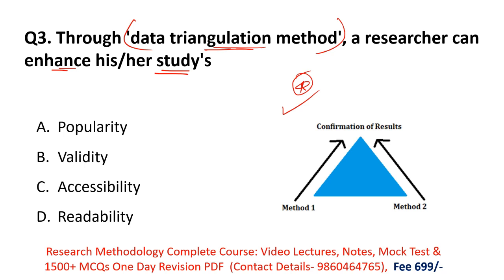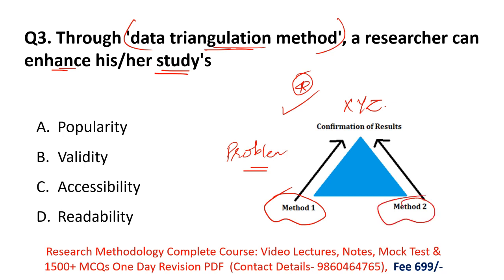Suppose in maths, whenever you solve a particular problem, there are many methods to solve that equation. Suppose there is one problem in maths and I am solving it with method 1, and I get my result x, y and z. Again I solve this problem with method 2, and again I get the same result, x, y, z. That means the data triangulation method is showing us validity, how valid our results are. That's why the correct option is option B, validity. Through the data triangulation method, a researcher can enhance whether his or her study is valid or not.